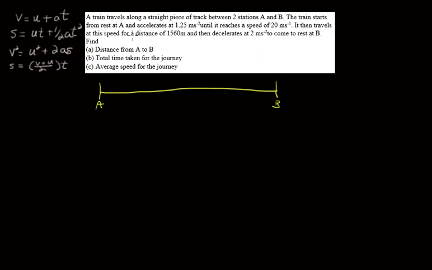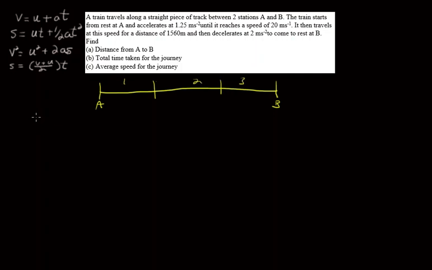So at A, we'll write this down in a minute because I want to point something out to you. It starts from rest at A and accelerates at 1.25 meters per second squared until it reaches 20 meters per second. Then it travels at a constant velocity for a distance of 1560 meters, and then it decelerates at 2 meters per second squared to come to a rest at B. So we have three segments here. We'll call this 1, 2, and 3.